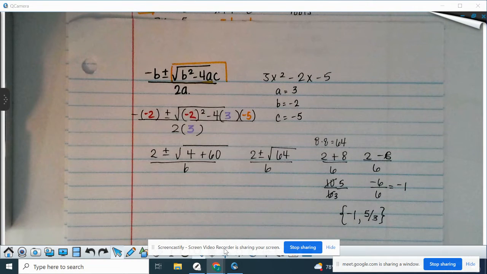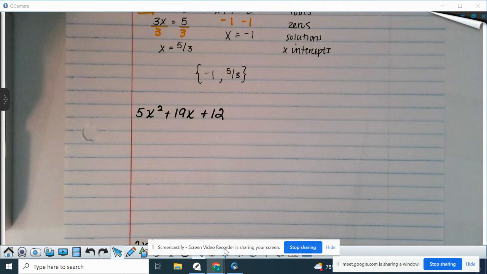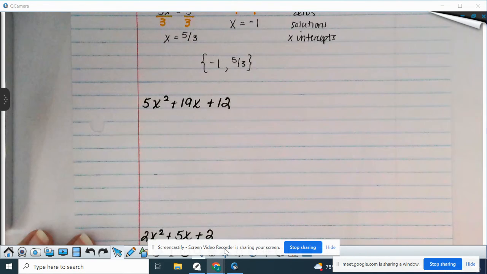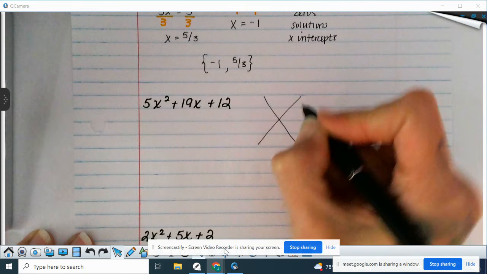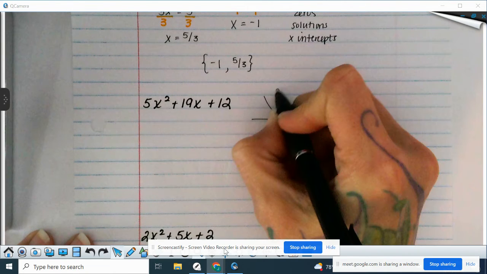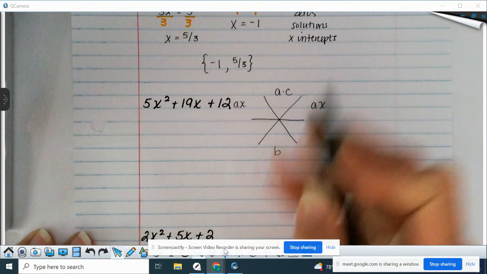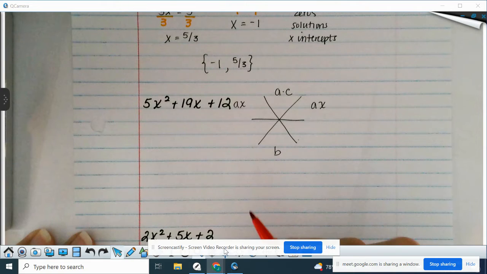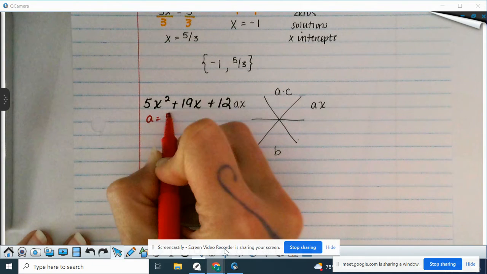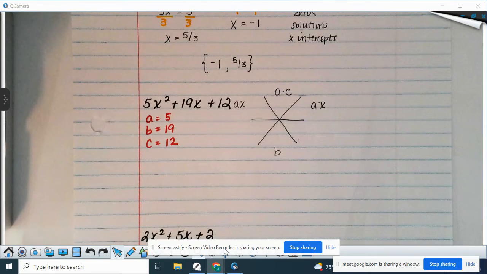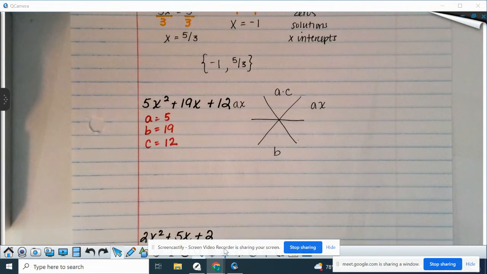I'm going to factor one more just for practice, and then we will be open for questions. So again, we're going to use what I call big star. So a times c, b on the bottom, a times x, and then our factors are going to go down here. Our a value is 5, our b value is 19, and our c value is 12. Sometimes I really hold myself to making that little chart over there so I don't accidentally push the wrong things into the wrong places, just careless errors, because we definitely know what we're doing at this point.